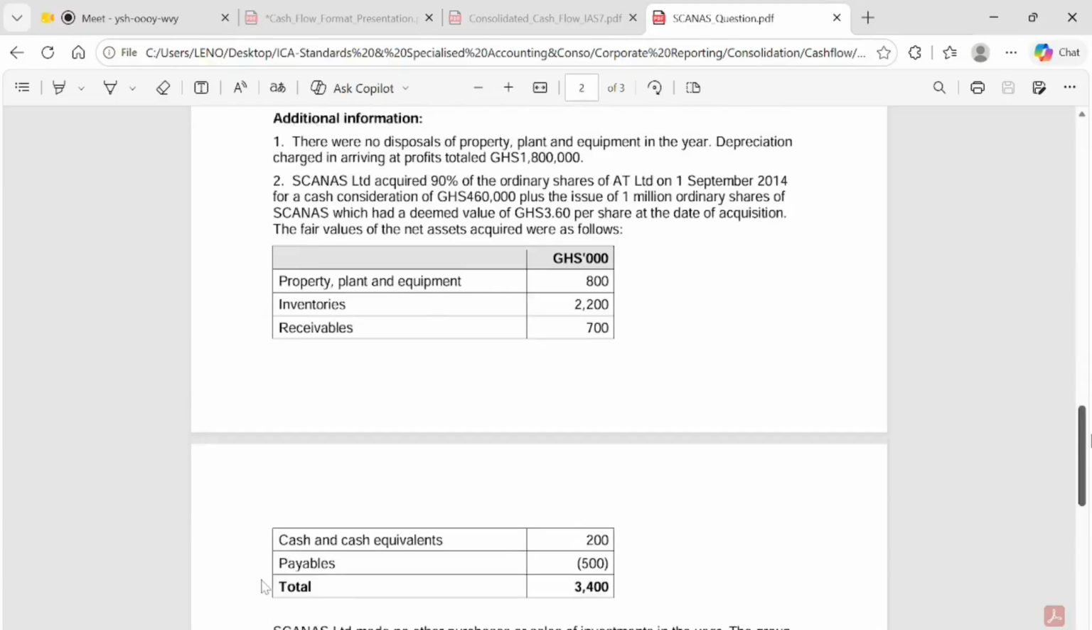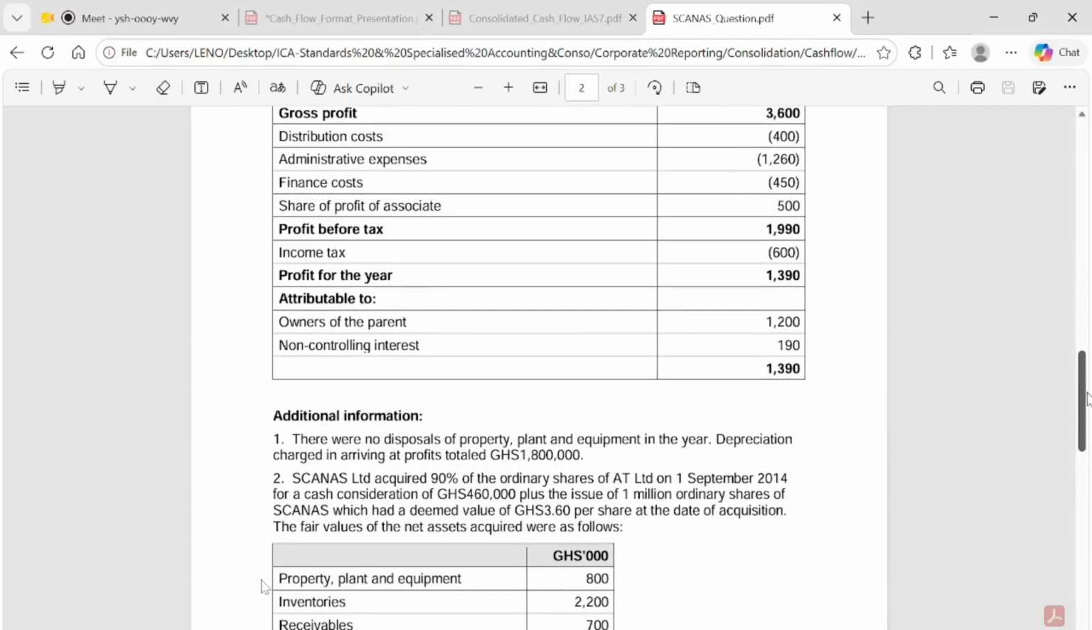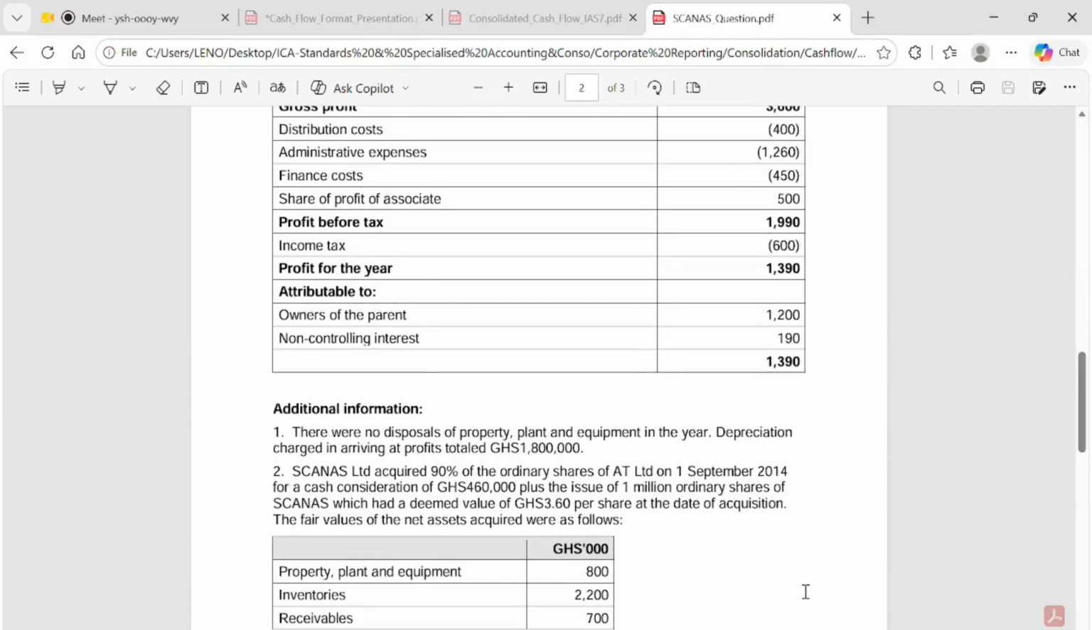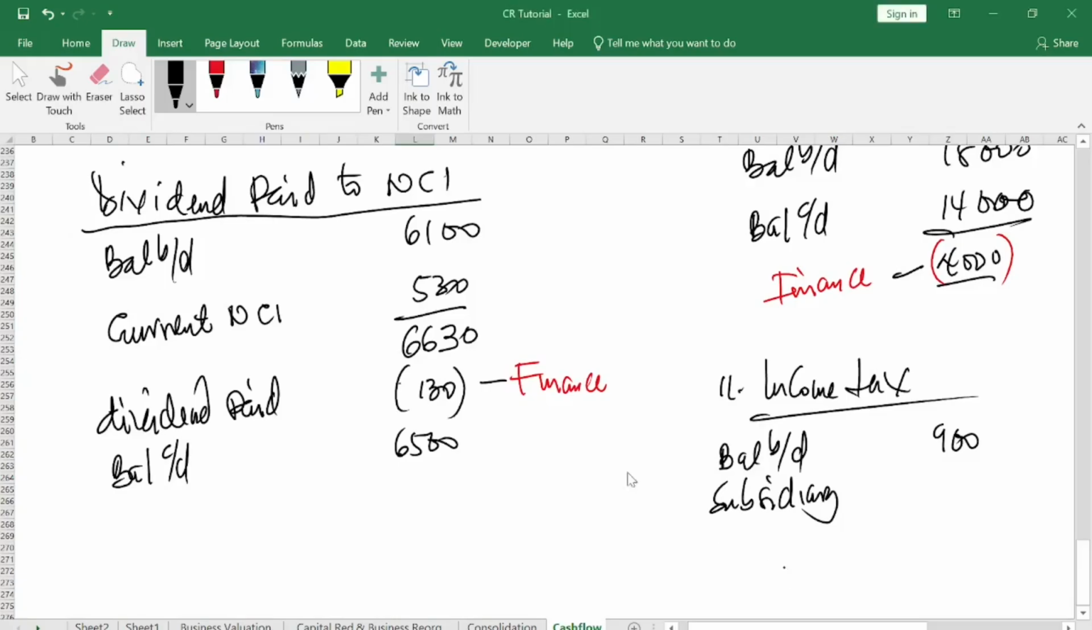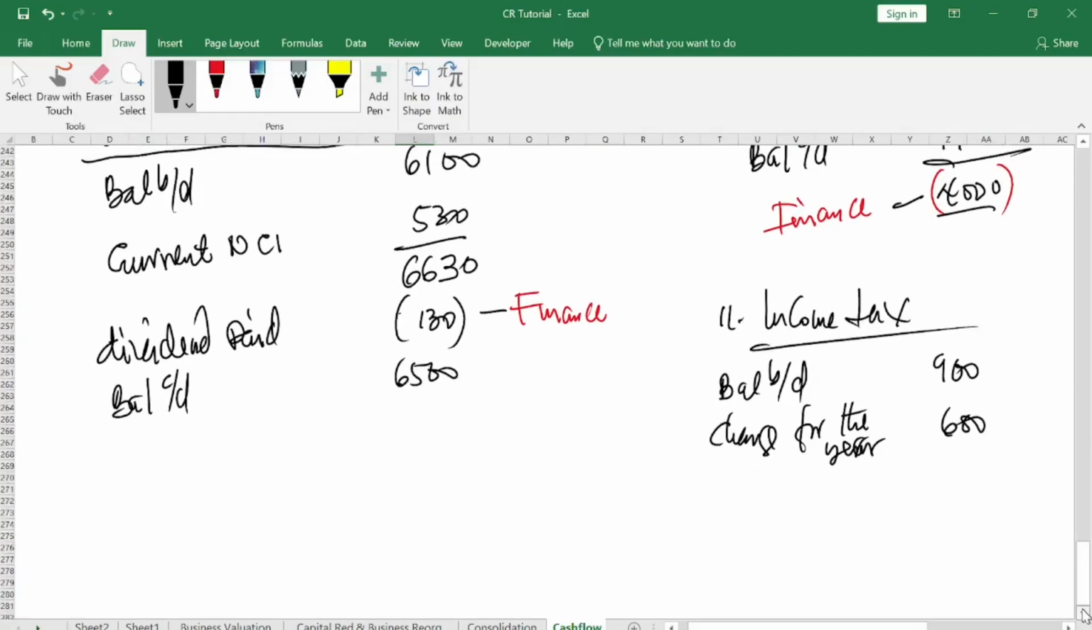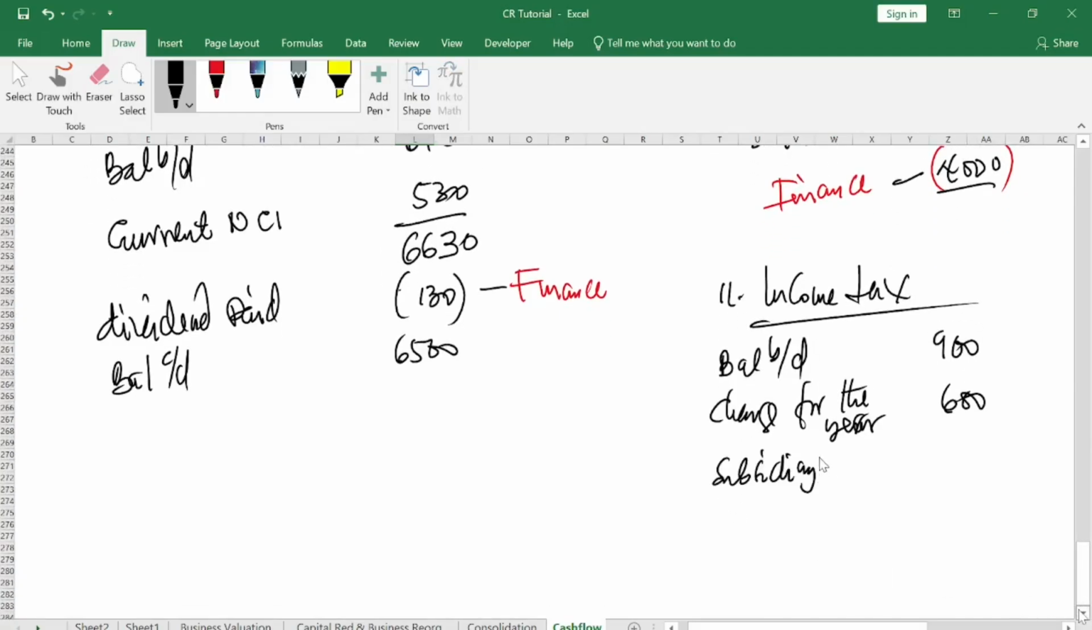Profit before tax. The next one. Charge for the year. Income tax charge for the year is what? It's 600, sir. You add that. And I'm saying check if the subsidiary has any tax. I didn't see any tax on the subsidiary, so that one is zero.